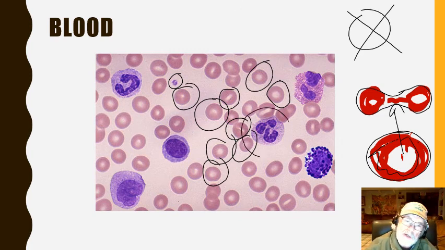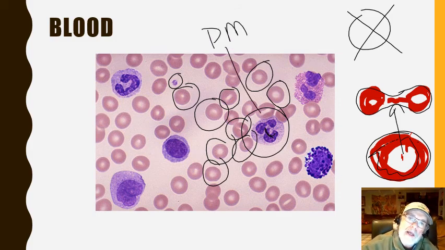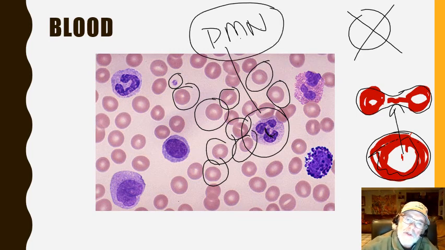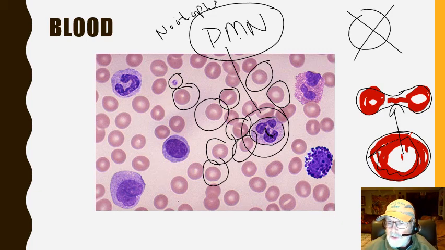Let's look at this cell right here. That darker purple area in there is the nucleus, and this nucleus has lots of different forms to it, and therefore this is called a PMN, polymorphonuclear leukocyte, also called a neutrophil. A neutrophil has small little granules in it. If you look at the cytoplasm, it looks granular. Those are granules that don't stain very dark.